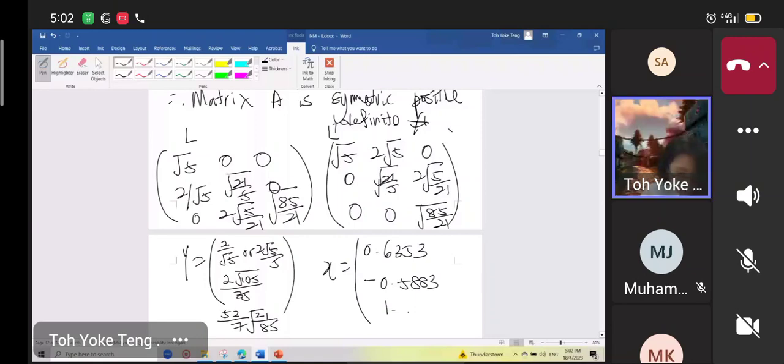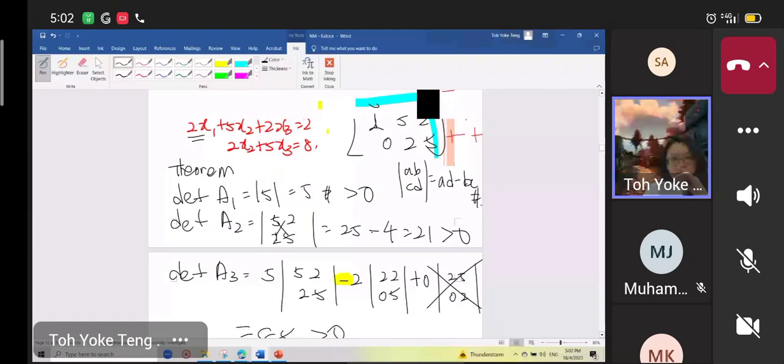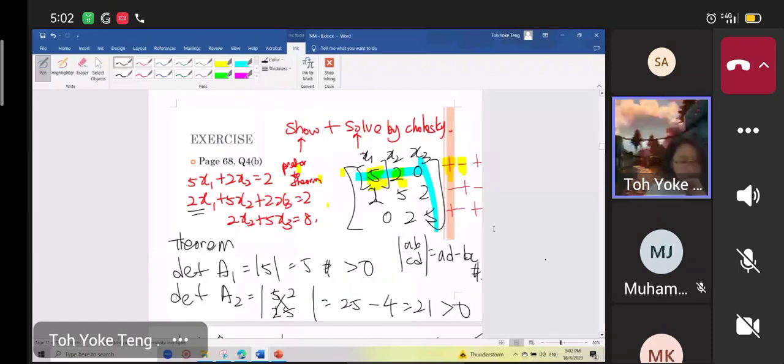Let me check a while whether the answer I wrote here is correct or not. Okay, that. So in a while, where is the thing? Okay, maybe you can take a photo for this part. 1, 2, 3. Yeah. Then here also.